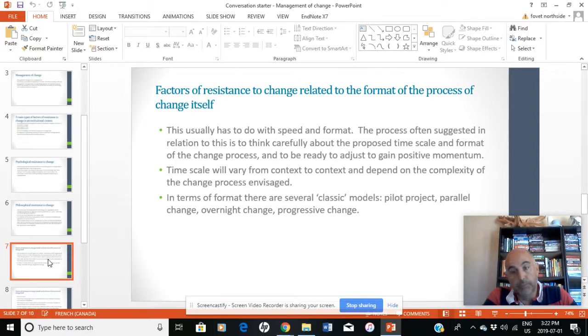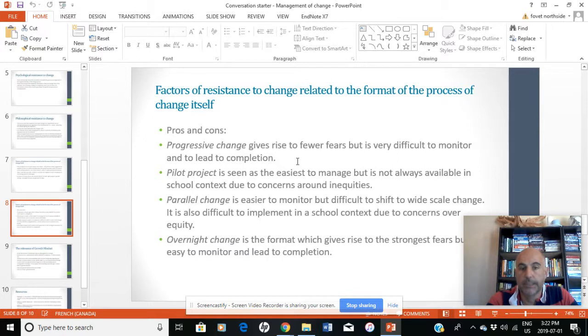Overnight change, unfortunately, is what we see a lot in education, when policy is passed, and suddenly from one day to the other, we are embarking with the whole establishment, the whole organization, in a different direction, and we hope that it will work. And progressive change is a change that is phased and scaled. That may be attractive, but it has its problems too. So I think I've done a quick pros and cons.